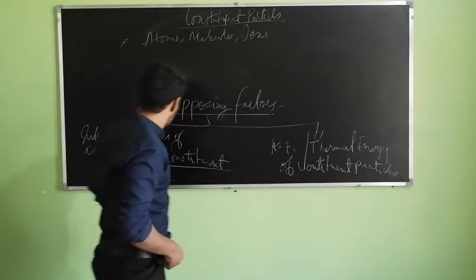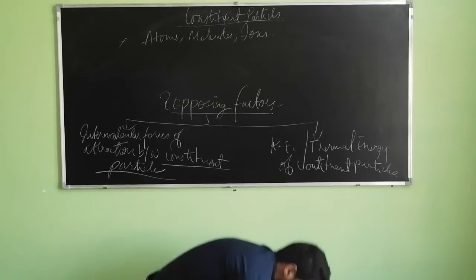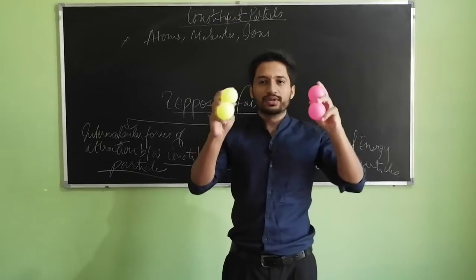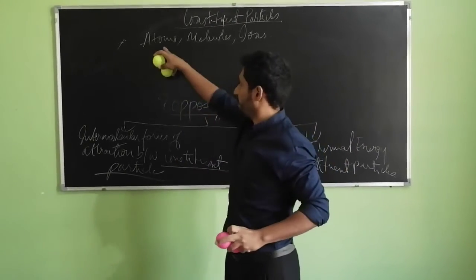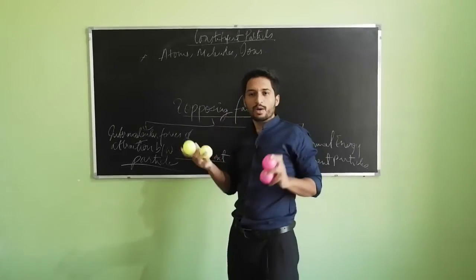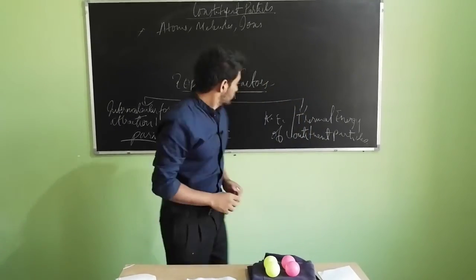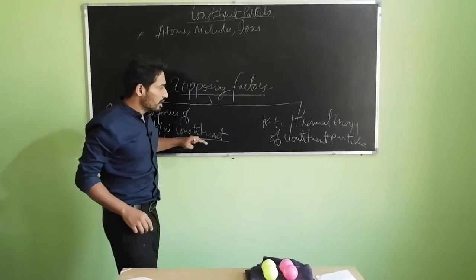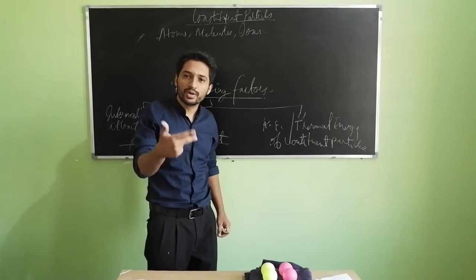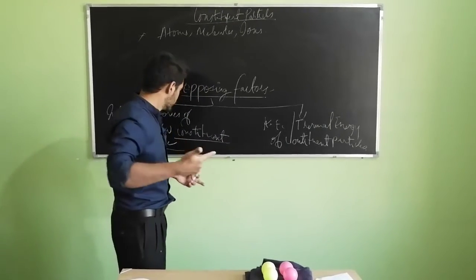So let's discuss this. Before that, let me show you something. We have these four balls here. Alright. These four balls represent atoms. The constituent particles can be either molecules or ions, but for simplification, we are taking only atoms. So what happens here? These two opposing factors are responsible for the state of matter. What do we get? Either solid, liquid or gas. These two opposing factors are responsible.